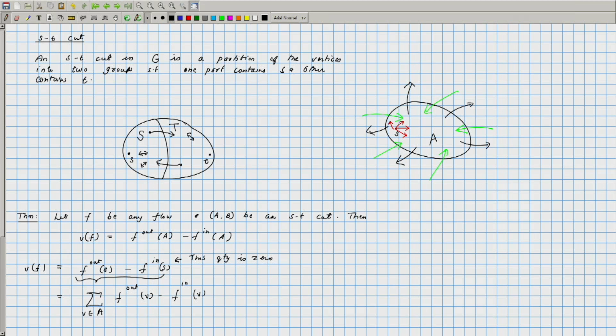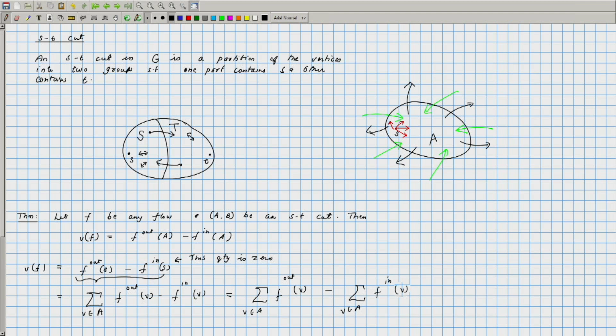So, let us look at the summation. Every vertex belonging to A is either the vertex S or a vertex for which F out V minus F in V is 0, because the only vertices for which it was non-zero were S and T. S we have already considered, and T is guaranteed not to be in A because A, B is an S-T cut. So, this summation is going to be the value of the flow. We can simply write it as the summation over V belonging to A of F out V minus the summation over V belonging to A of F in V.